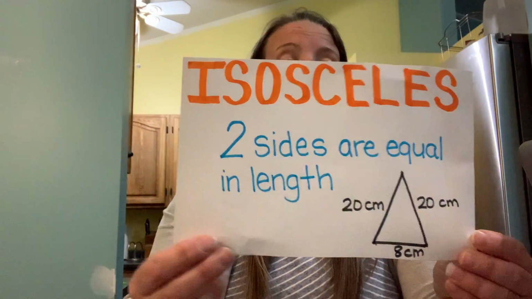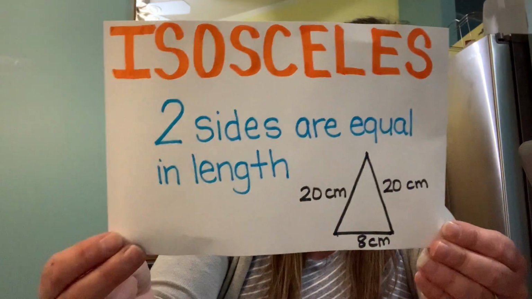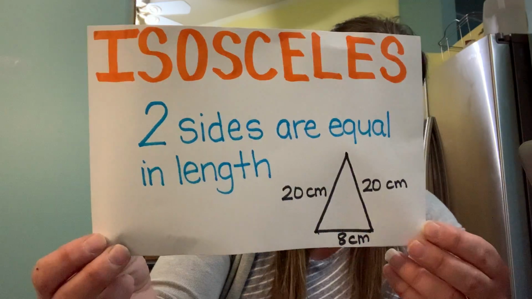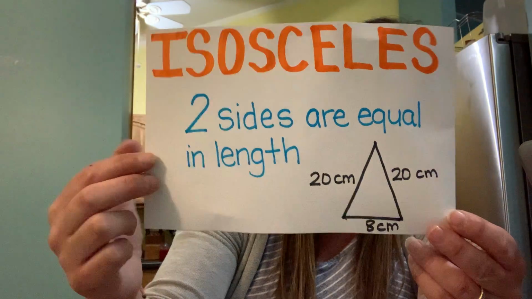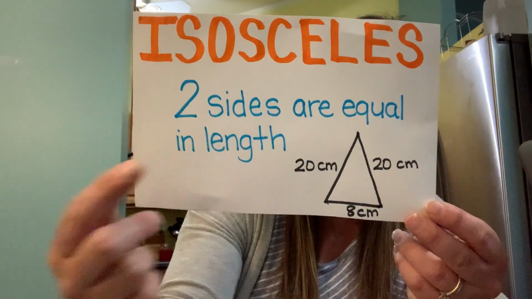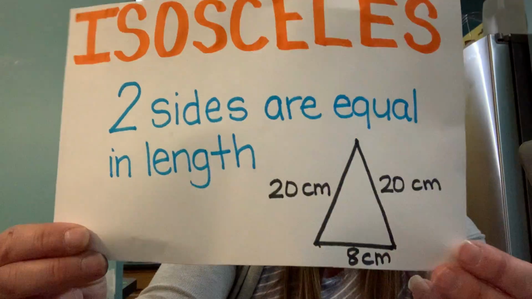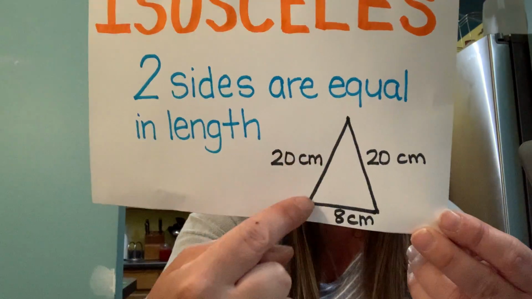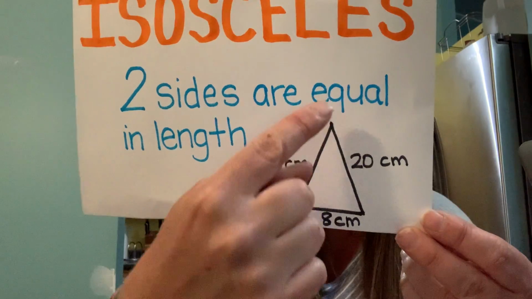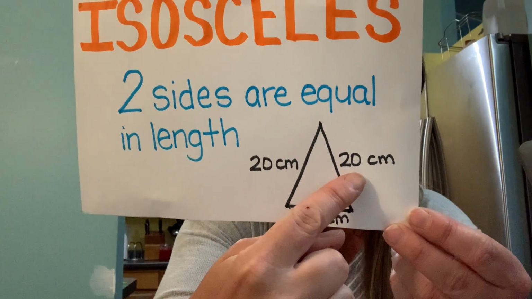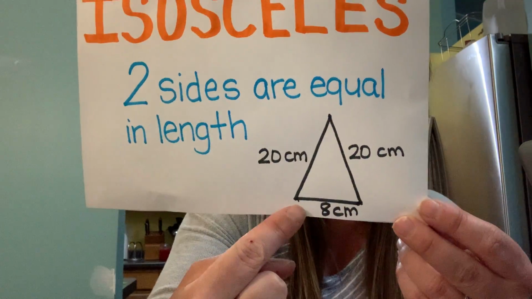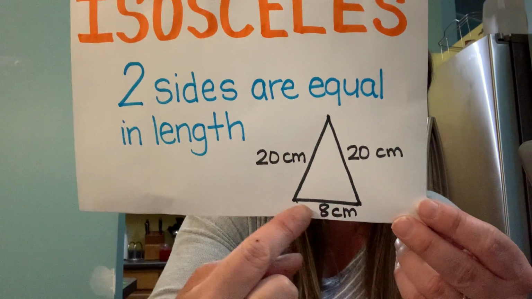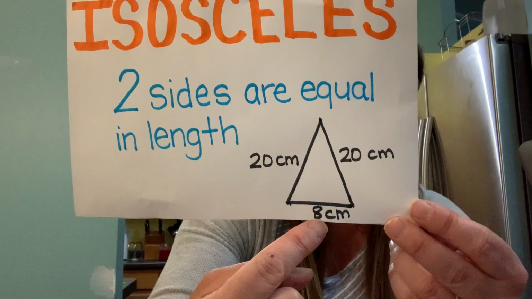Now, some triangles won't have all sides equal. They might just have two sides that are equal. If that's the case, we are going to refer to that as an isosceles triangle. So in an isosceles triangle, two sides are equal length. And if you look at the example, this side has a measure of 20 centimeters and the opposite side has a measure of 20 centimeters as well. However, this bottom side of my triangle only measures 8 centimeters.